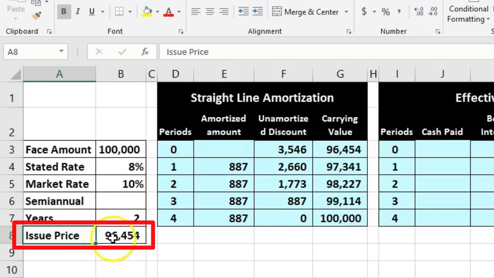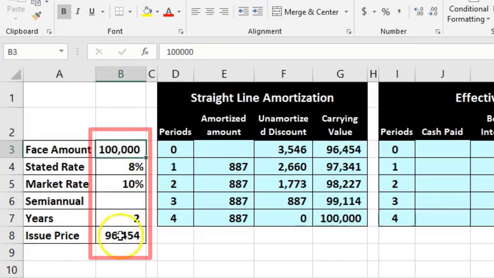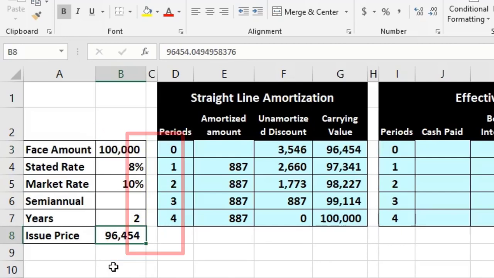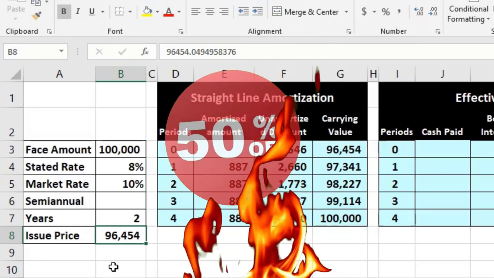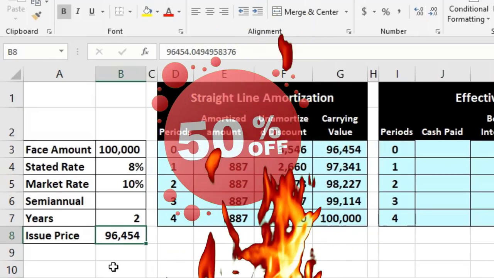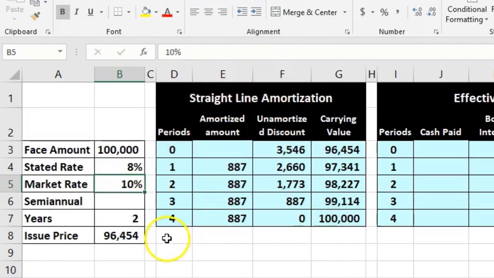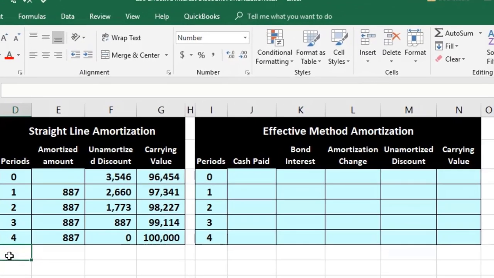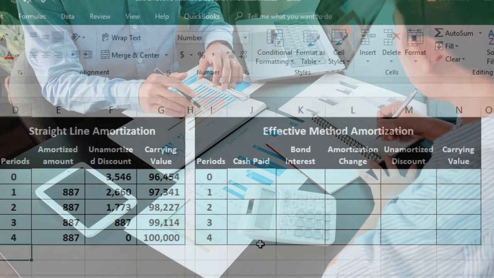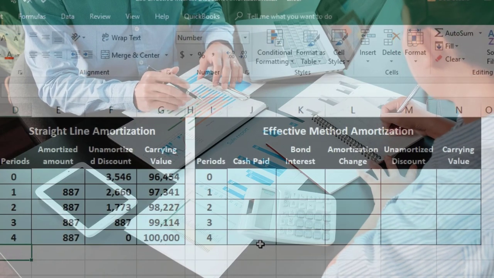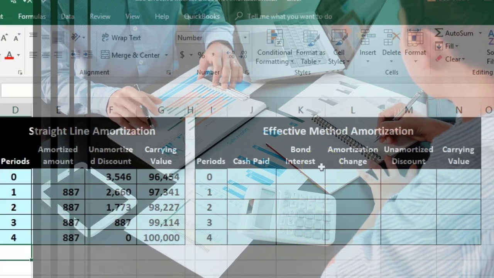And the issue price is $96,454. The difference between the $100,000 and the $96,454 is going to be the discount. We're issuing it at a discount. Now, that discount can be derived from calculating the present value and the difference between the stated rate and the market rate. Because of that, we can use the effective method and these two rates to allocate between the amount of interest and the amount of reduction in the unamortized discount.